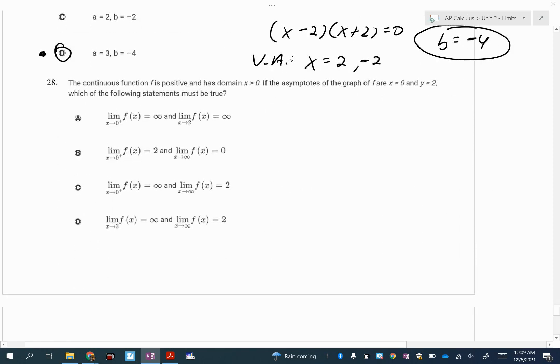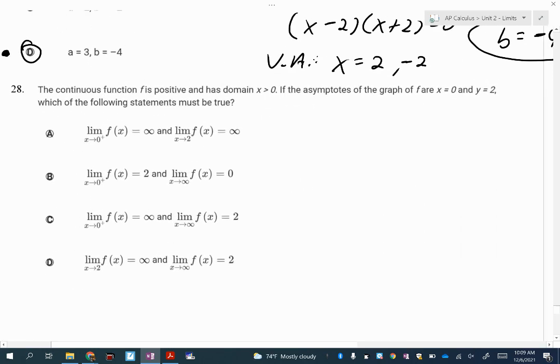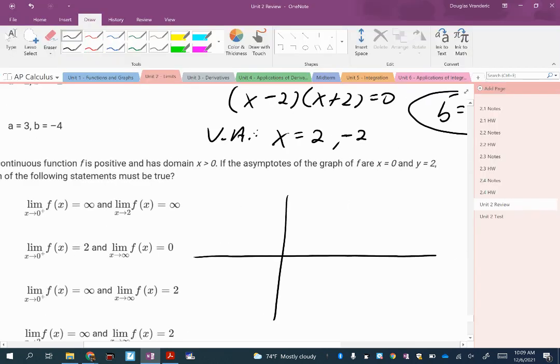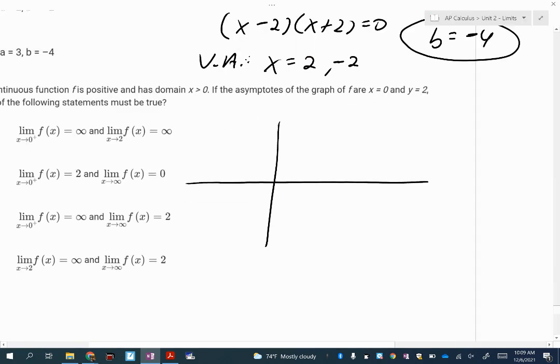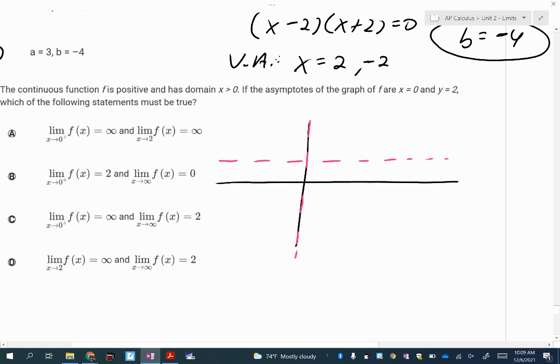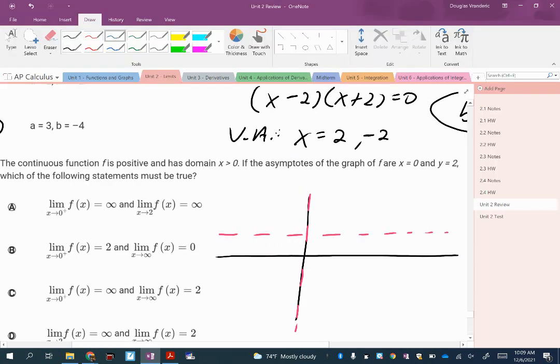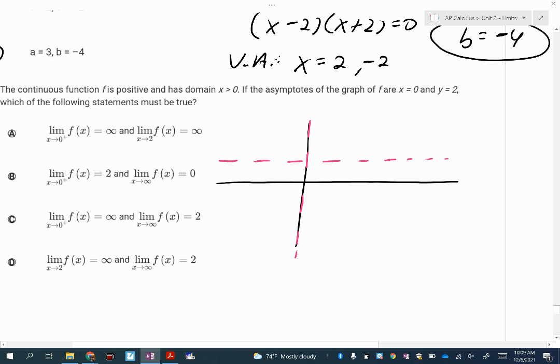All right, last two. It says we have a continuous function that's positive and has domain x is greater than 0. All right, so we'll draw my little sketch. I have asymptotes, let me get my asymptotes on here with pink. X equals 0 is the y-axis, and y equals 2 is right here. We're saying that the function is positive. It has domain x is greater than 0. So actually that means I have to have a curve that looks like this.